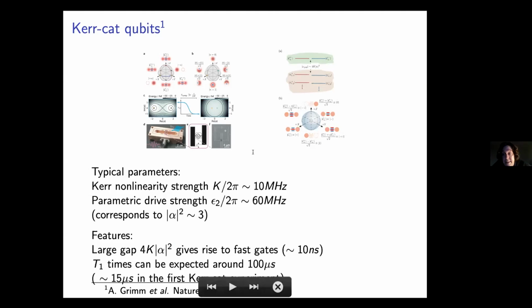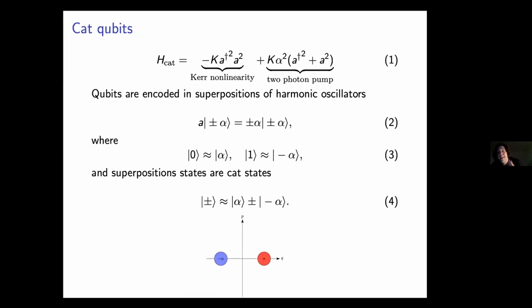These are the experimental parameters they put in. There was a Kerr nonlinearity strength and a drive strength of 1060 megahertz. What they found in the experiments were T1 times of something like 15 microseconds, and this is ongoing work. They're currently working on doing gates with these kinds of qubits, and they're hoping they can get to T1 times around 100 microseconds, which I understand to be quite good. Okay, I'm moving on.